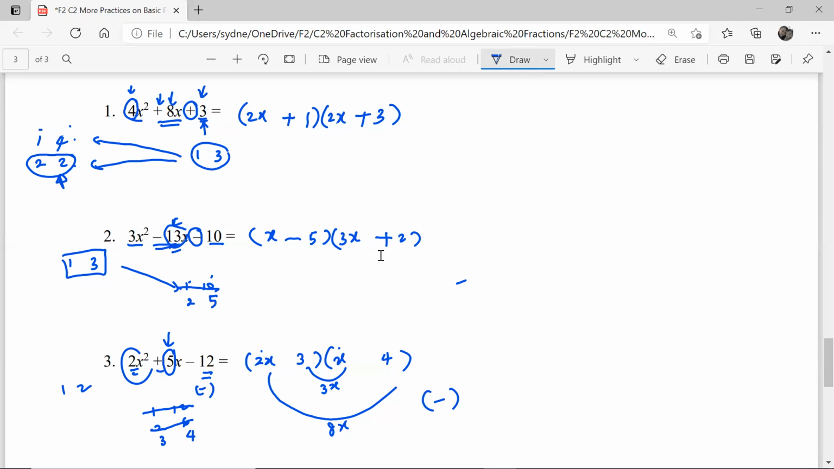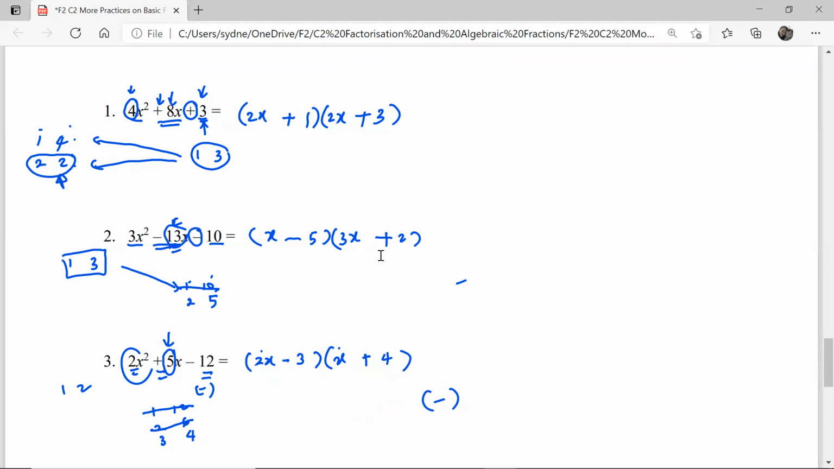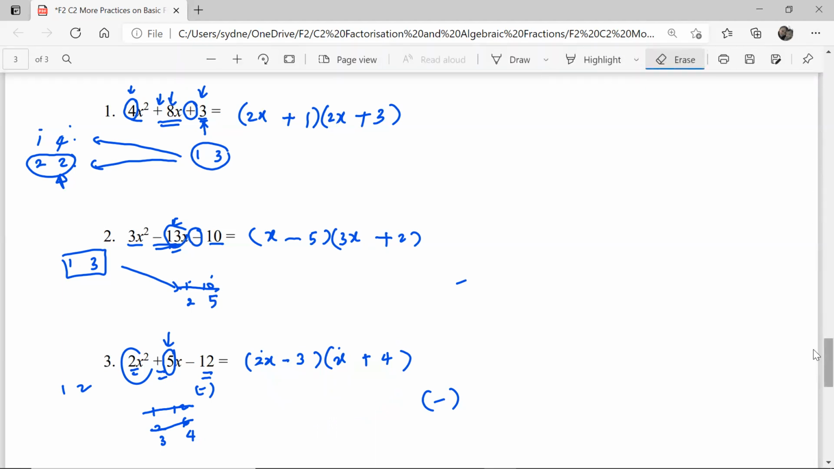And I want positive 5x. That means my 8 got to be positive. 3 has to be negative. So in order to get negative 3x, negative is here. Positive is with 4. Okay? Therefore, we have done the correct factorization. This is the answer. Okay, let's move on.